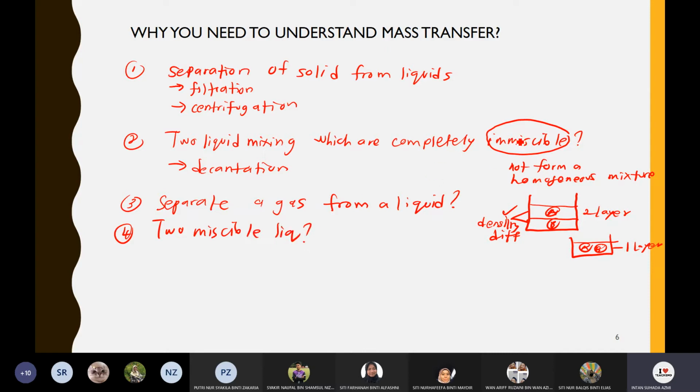Okay, this one is immiscible. Immiscible may not form a homogeneous. If I said miscible, mean it is homogeneous. So this one you can separate because it form two layer, but this one is one layer. This one is just example for you to think. Because of this, that's why you need to understand mass transfer operation.